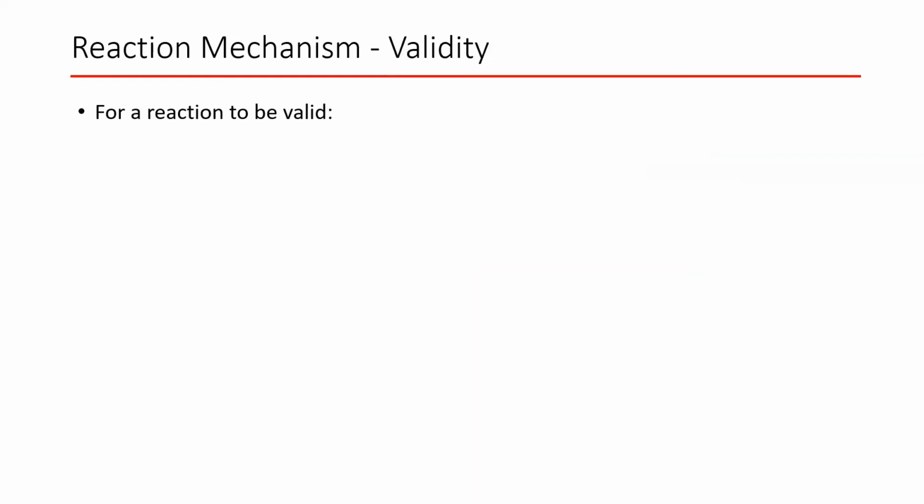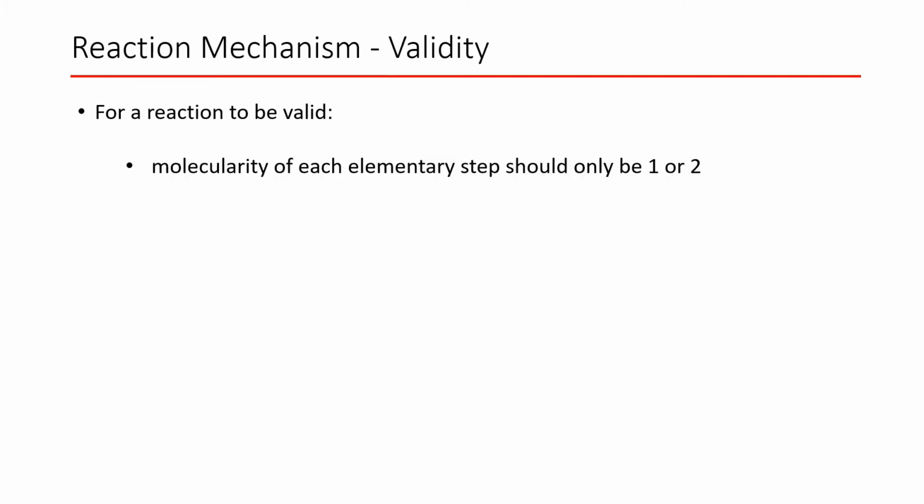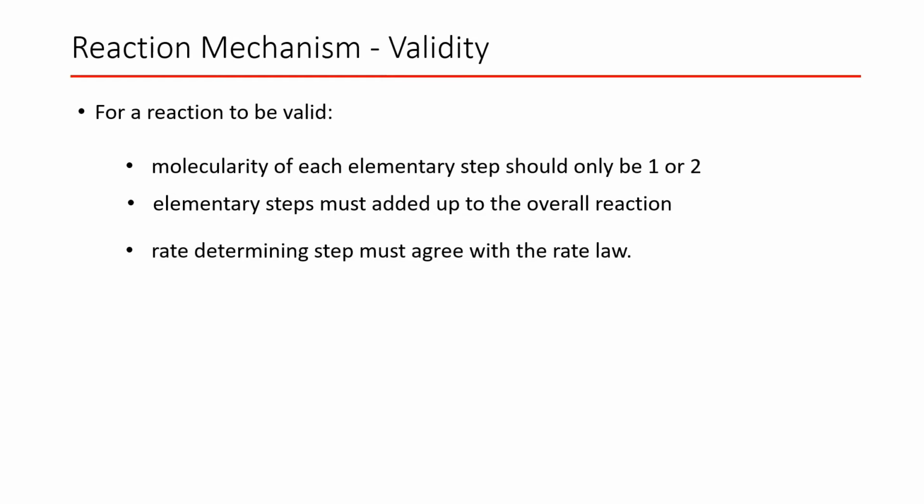Now, for a reaction mechanism to be valid, it has to have 3 things. The molecularity of each of my elementary steps must be 1 or 2. The elementary steps must add up to my overall reaction, and our rate determining step must agree with our rate law. And we'll talk about how this can occur.